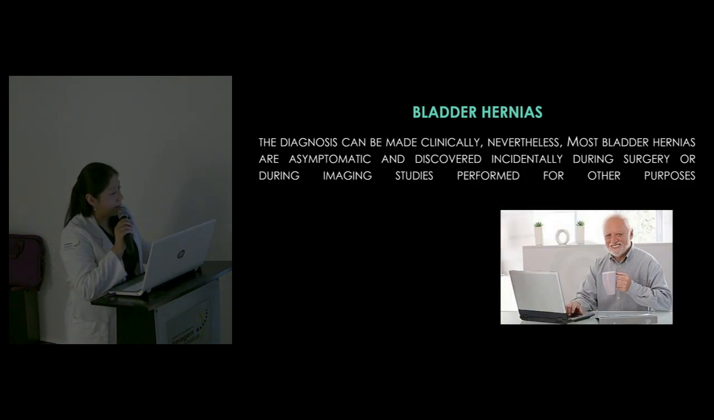The diagnosis can be made clinically. Nevertheless, most bladder hernias are asymptomatic and discovered incidentally during surgery or during imaging studies performed for other purposes. The treatment is the reduction of the hernial sac with herniorrhaphy and treating the cause of the increase in abdominal pressure. In the case of our patient, the risk factor was the enlarged prostate.